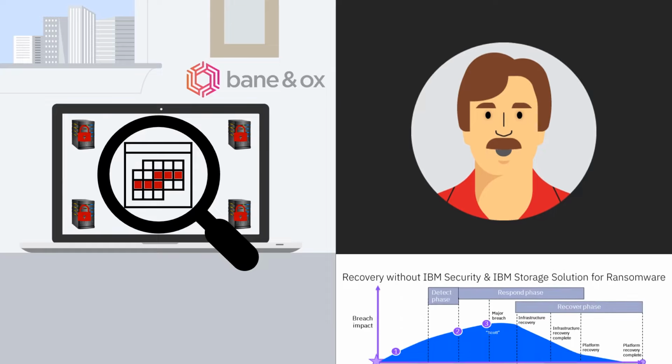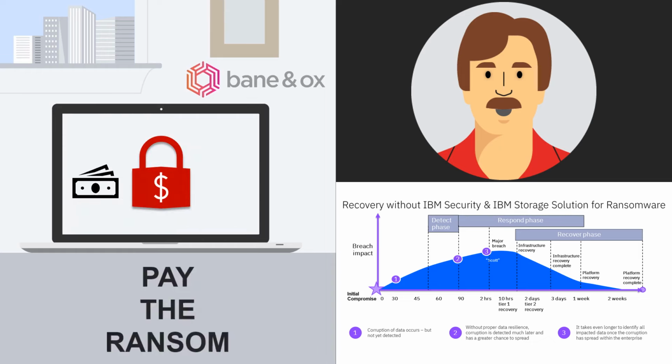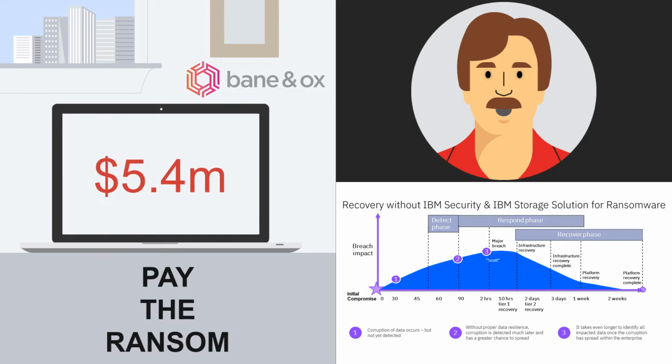To recover from this type of situation takes on average 23 days, but can even take months. Scott did not have IBM's ransomware solution in place, and so Bain & Ox have to pay the ransom demand, currently averaging $5.4 million, or face irrevocable damage to the business.